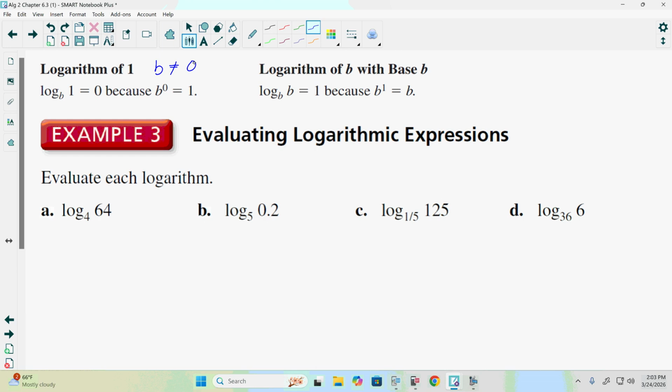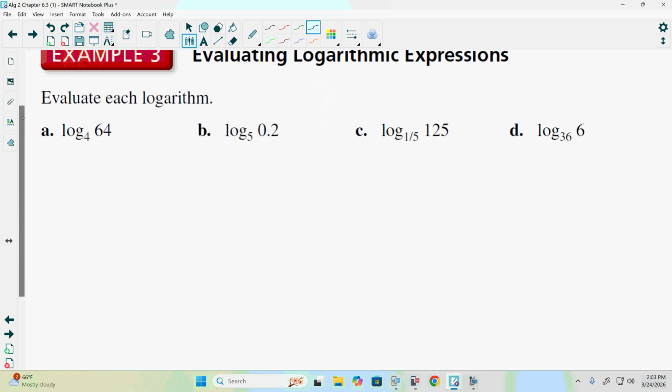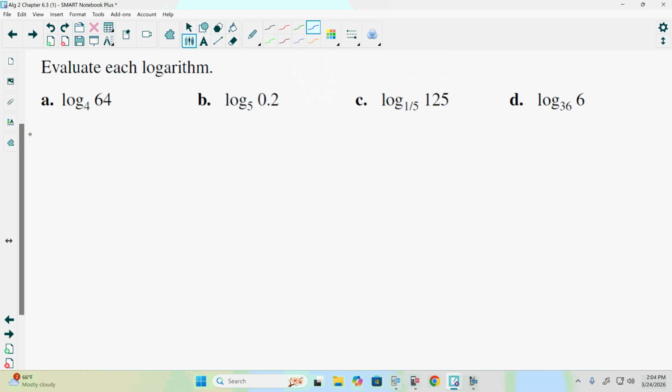Also, another one that's useful, log base b of b. When the base and what's inside the logarithm are the same, it equals 1. Because if we rewrote it as an exponential, it'd be b to the first is equal to b. b to the x is equal to b.